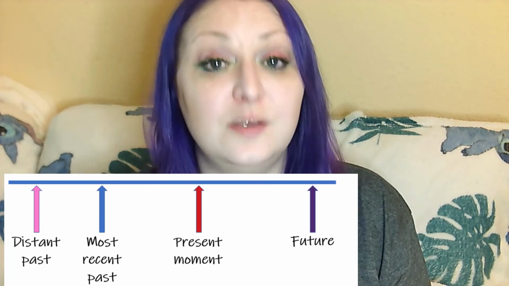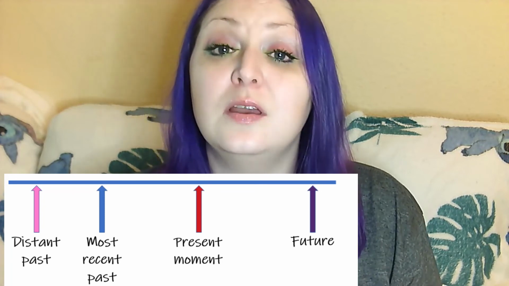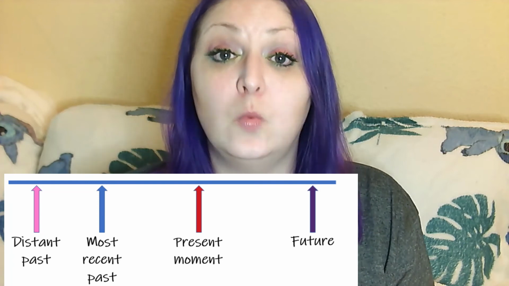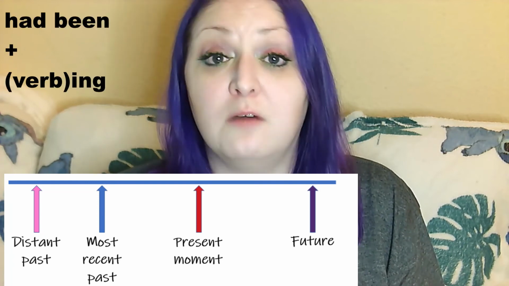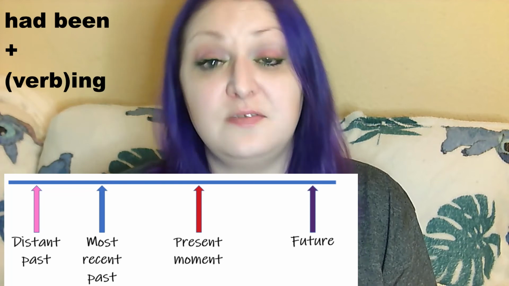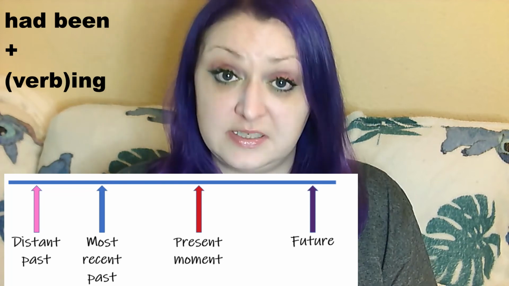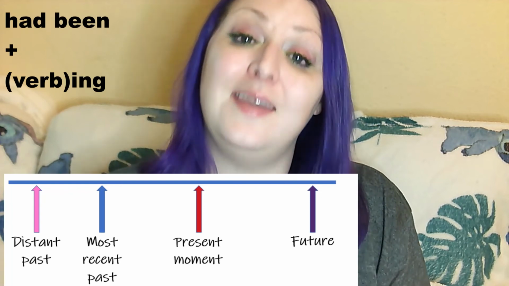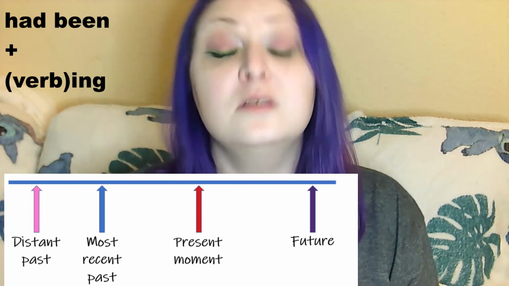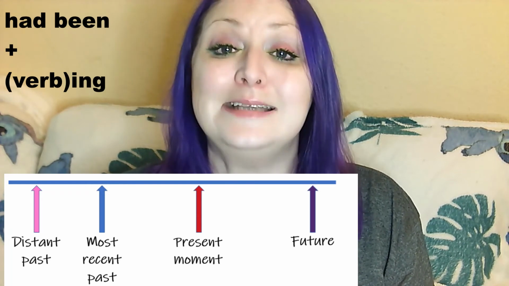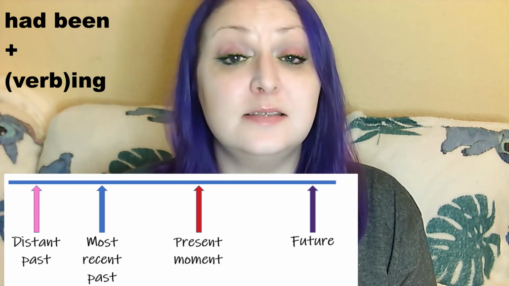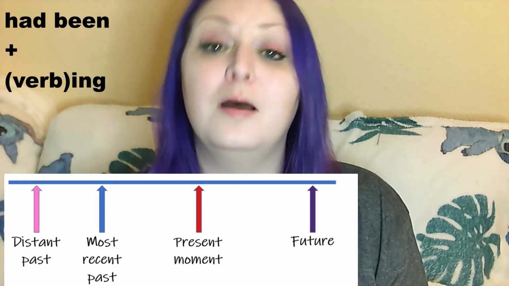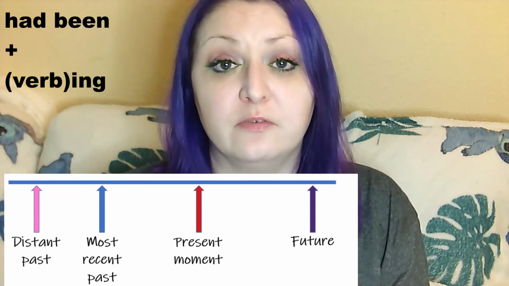So, for example, we form the past perfect continuous with the correct form of had, so either in the positive, the negative, or the interrogative, plus been, and then a verb in its continuous form. So, for example, I had been playing Zelda Breath of the Wild for 2 hours before my husband took the Switch away from me.